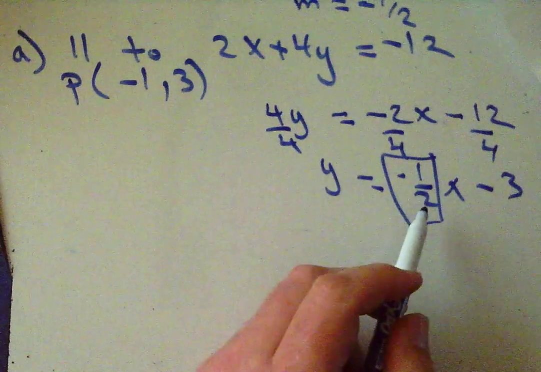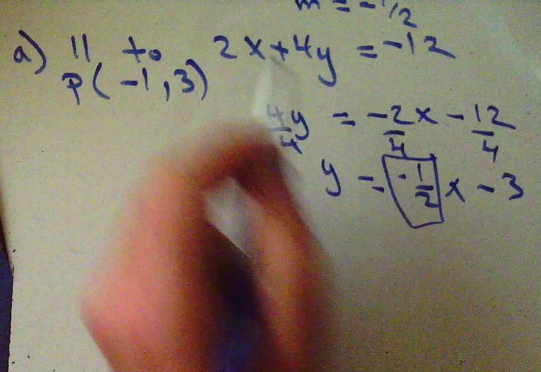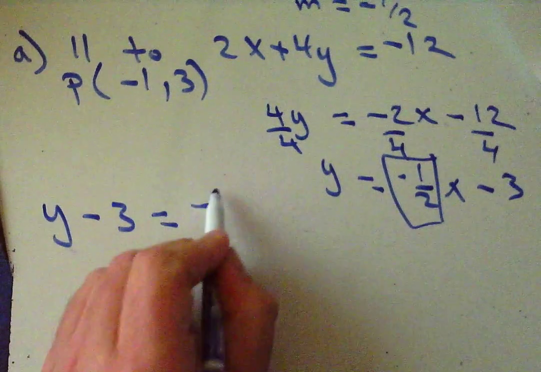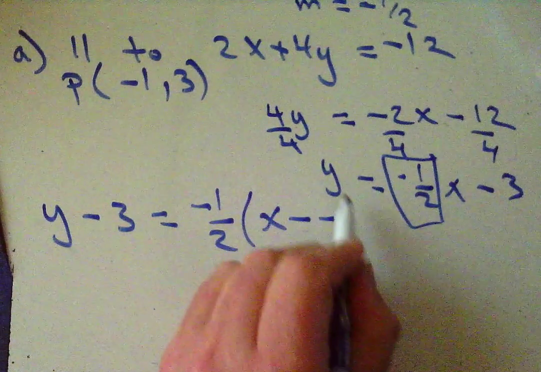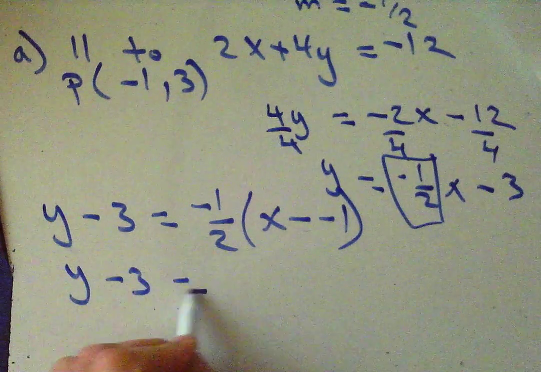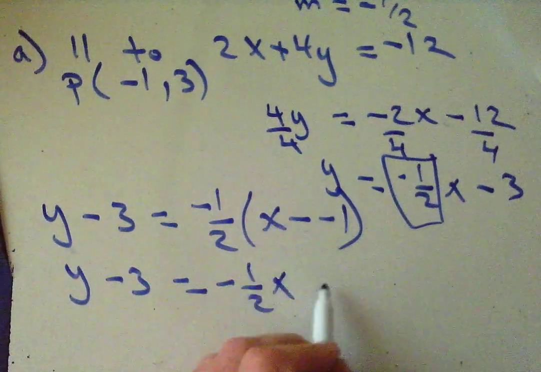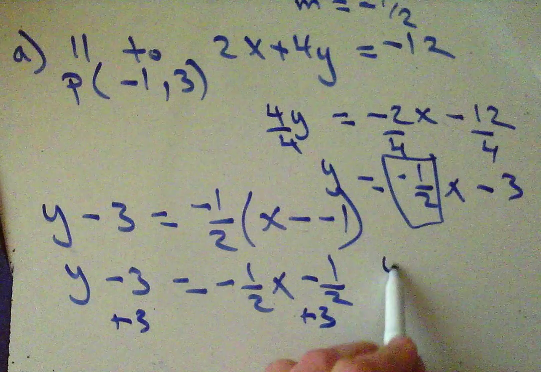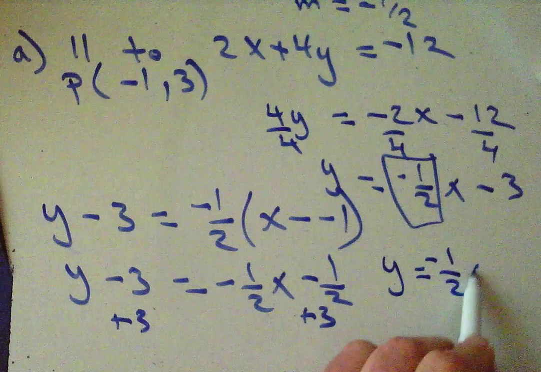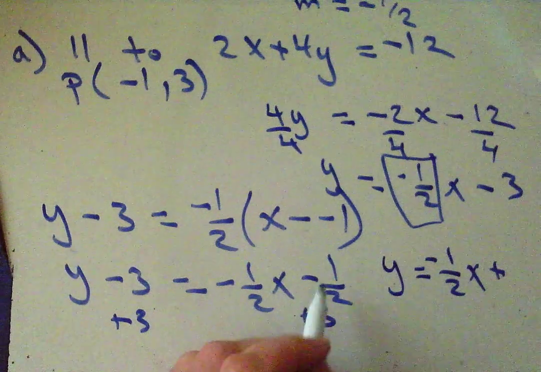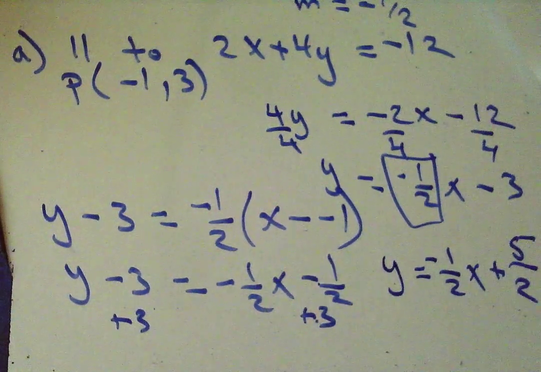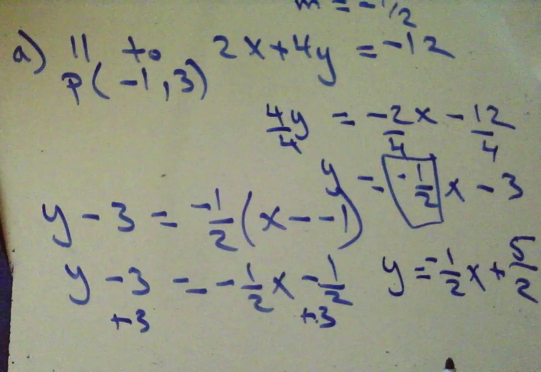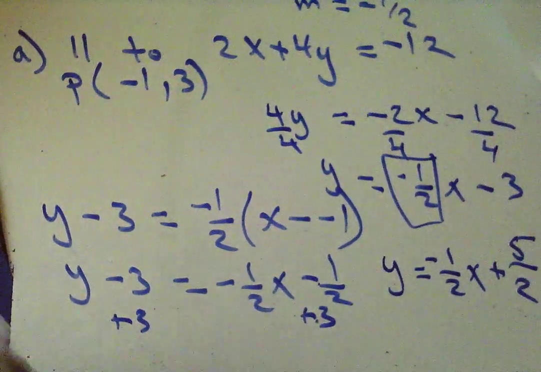Okay. So now I want to write the equation of a line that's parallel to this one, so it has the same slope, and passes through this point. y minus 3 equals negative 1/2 times x minus negative 1. y minus 3 is negative 1/2 x minus 1/2. And don't forget to add 3 to both sides. So y equals negative 1/2 x plus 6/2 minus 1/2 is 5/2. That's the equation of the line parallel to this one that passes through that point. Great. I hope that was easy and gentle for you.